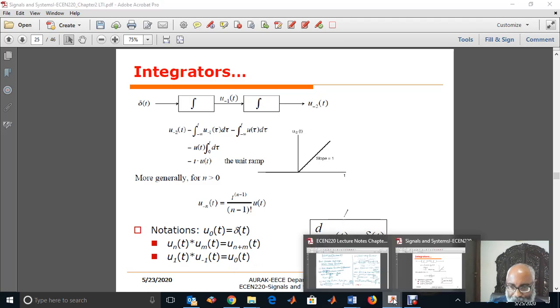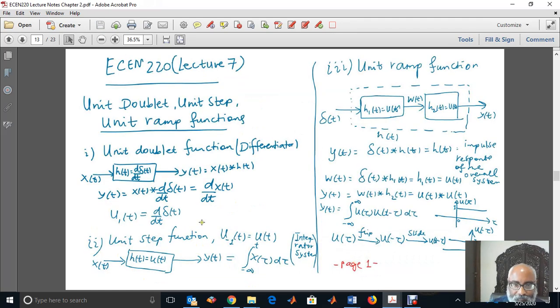Okay, so u minus 1 of t is a unit step function. Let's prove the two integrators. The first one is unit step, the second unit step, and let's find the impulse response. y of t is Dirac t convolved with h of t. The overall impulse response is h of t, which is equal to h1 of t convolved with h2 of t.